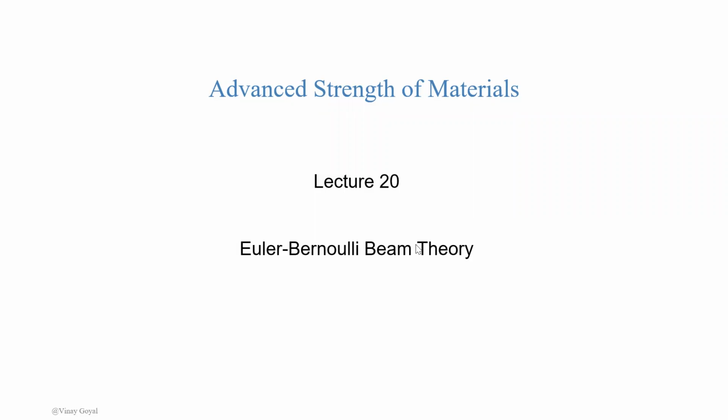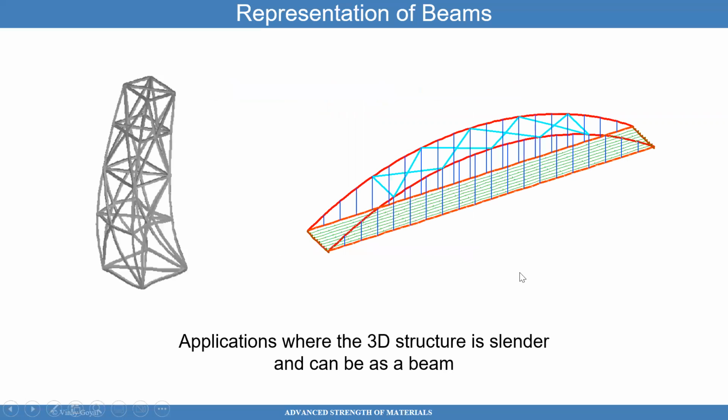Welcome to Advanced Strength of Materials. We'll be covering Euler-Bernoulli beam theory again. And if you recall, beams that are slender in one direction, such that the length is pretty large compared to the cross-sectional dimensions, are considered beams that can bend.